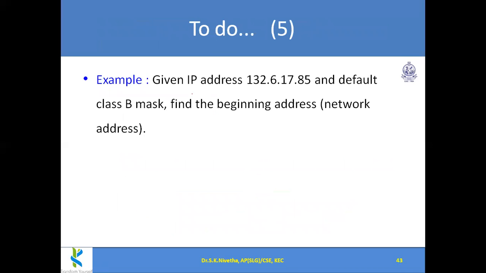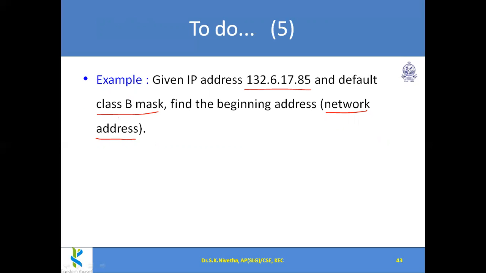Now, given the IP address 132.16.17.85 with the default class B mask, find the beginning address. The beginning address is always known as the network address. The first address is always given to the network, and only from the second address onward is it given to hosts. So we have to identify this. How do we identify it?